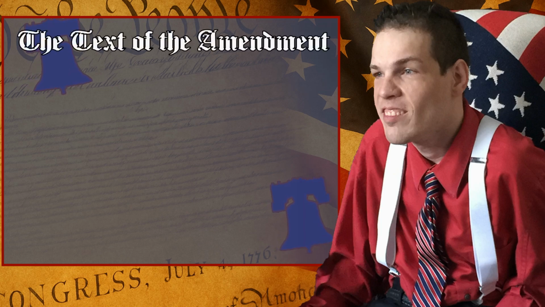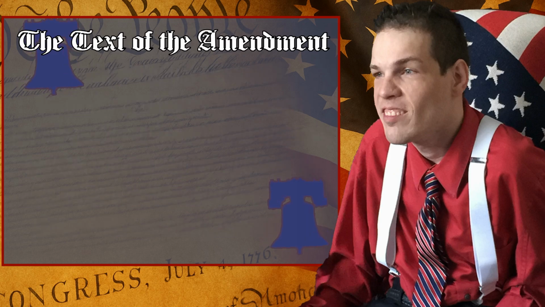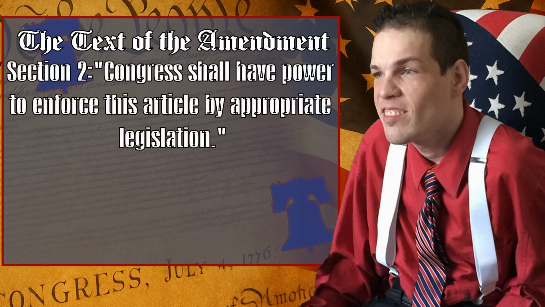The text of the amendment. Section 1. Neither slavery nor involuntary servitude, except as a punishment for crime whereof the party shall have been duly convicted, shall exist within the United States, or any place subject to their jurisdiction. Section 2. Congress shall have power to enforce this article by appropriate legislation.